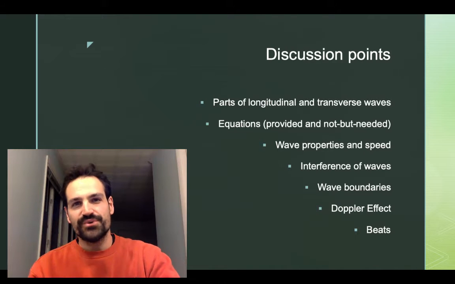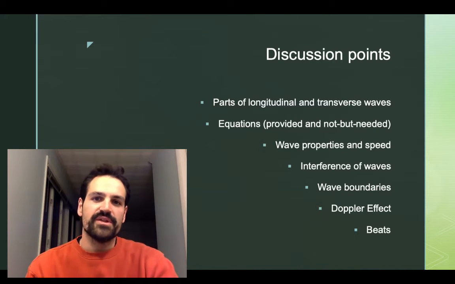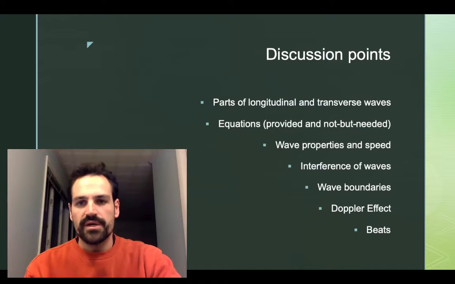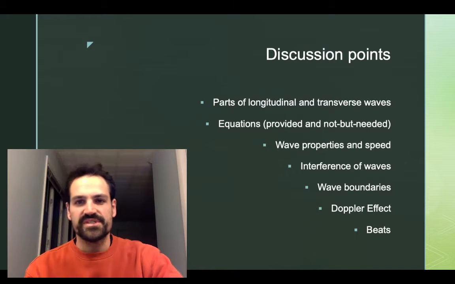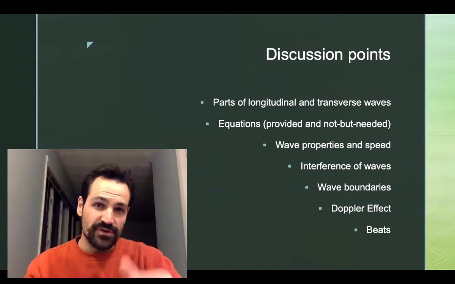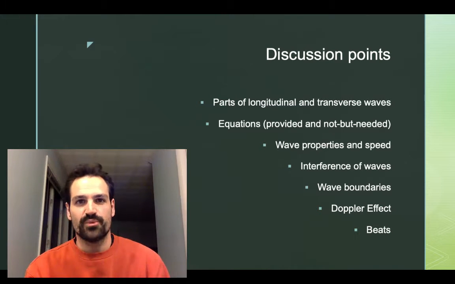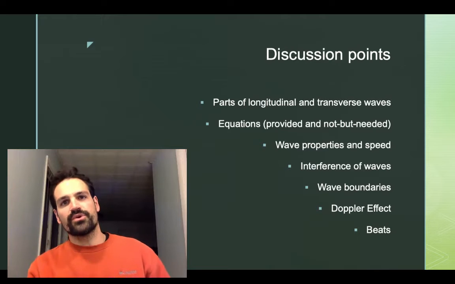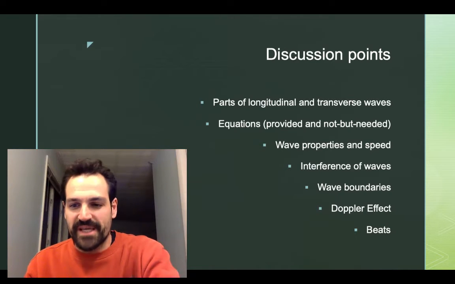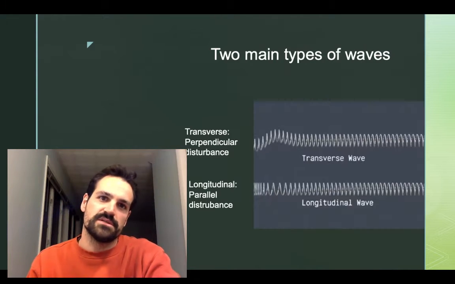Parts of longitudinal and transverse waves, the equations related to them. We're going to discuss wave properties and speed. We're going to discuss how waves interfere with each other and interact with each other. We're going to discuss what happens when waves get to a boundary. We're going to discuss the Doppler effect and beats.